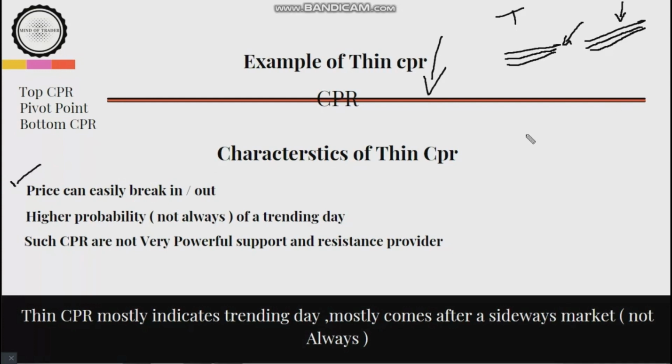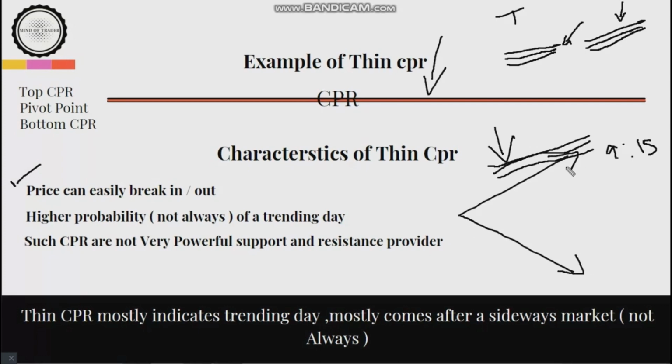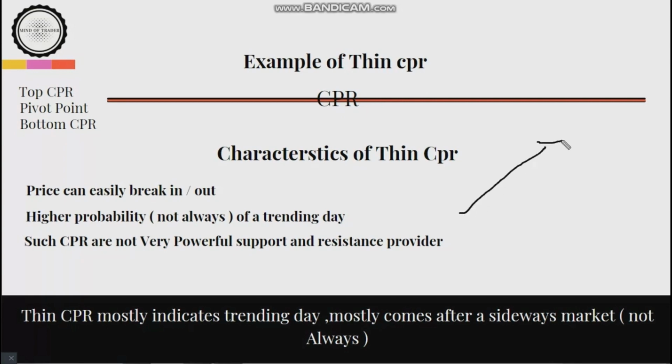Point number one, whenever we see a thin CPR in the morning session, we will see this straight at 9:15. When we see a thin CPR, there is a probability that market will be trending today. I have already told you what is trending market. It basically says the market will go in a certain direction, up or down. So there is a high probability that market will be trending because of the thin CPR. It is a characteristic.